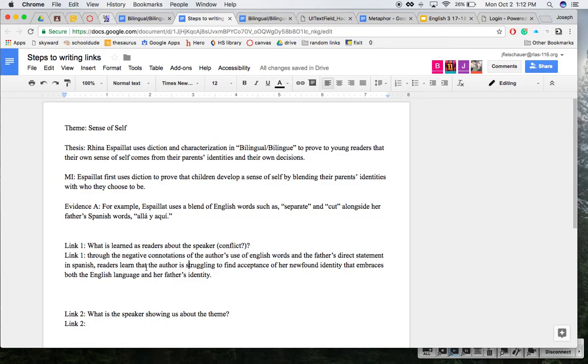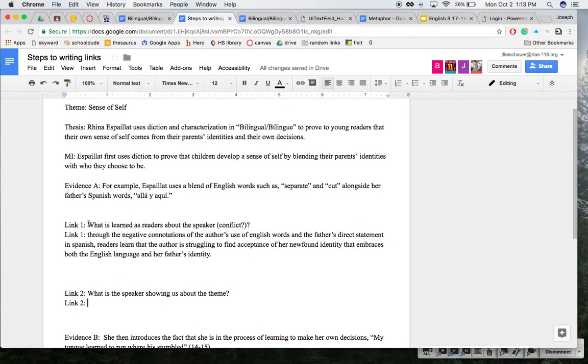So the conflict that we see here that we want to talk about in link 1 is what the author is struggling with. Like, what does this tell us the author is struggling with? Well, separate and cut, along with the Spanish phrase, tells us that she's struggling with how she's defining herself. That's our conflict, right? It's your standard conflict. It's man versus self in this case, because it deals with self-identity. So that's where you explain that in link 1. And you're always essentially going to answer the question here is, what are readers learning about the speaker?